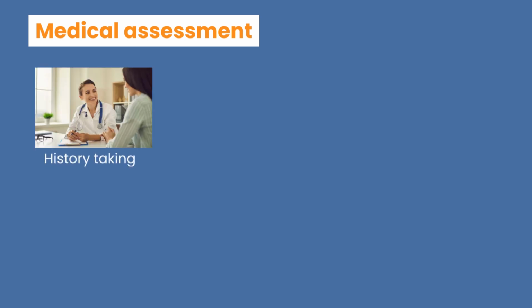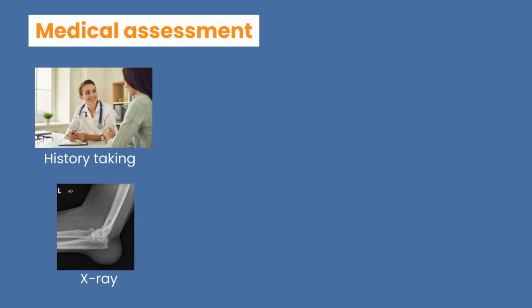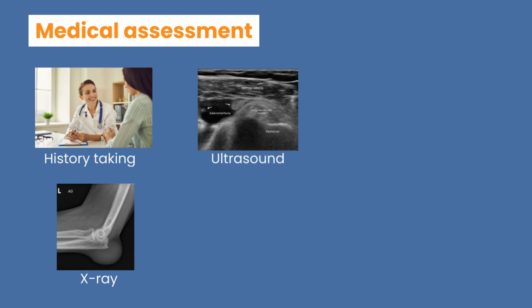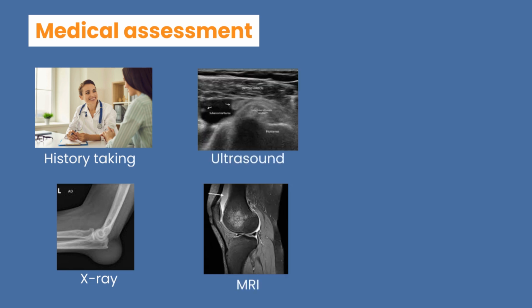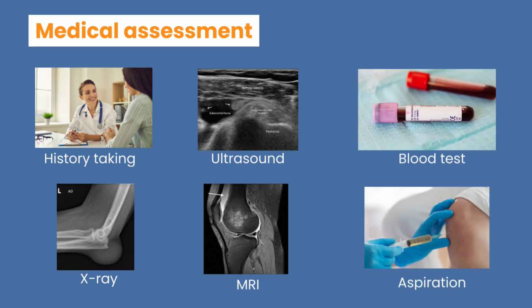During medical assessment for bursitis, the doctor will take a thorough history of the patient, noting the patient's occupation, leisure activities, and whether there was a recent injury. X-ray will be taken to rule out fractures or arthritis. Ultrasound and MRI can be used to detect swollen bursae. To detect infection, a blood test or aspiration, which is taking a sample of fluid from a bursa, may be done.